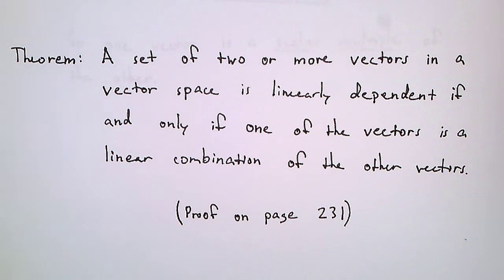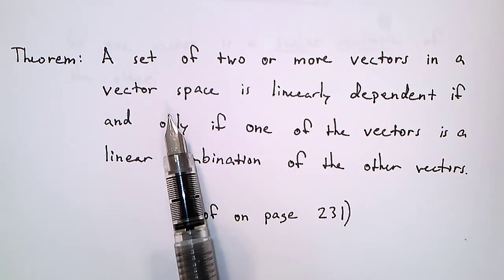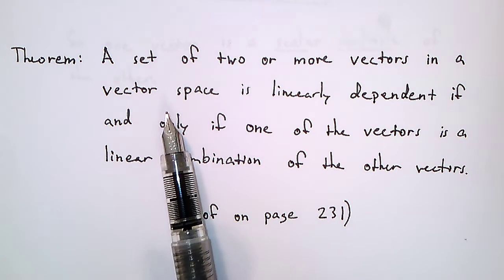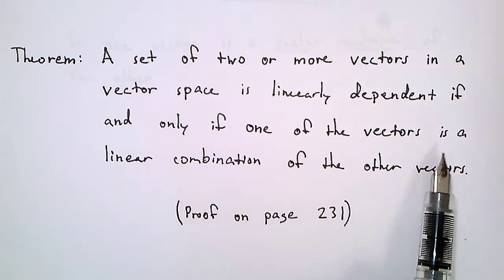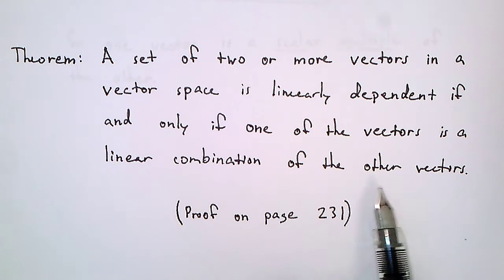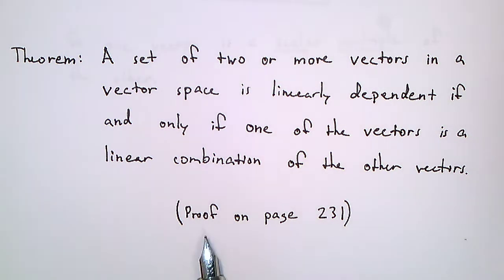In this second video for section 4.3, we're going to talk about a theorem that sometimes makes determining whether a set is linearly dependent or not a little bit easier. Here's the theorem. A set of two or more vectors in a vector space, so this is any vector space, polynomials, Rn, could be anything, is linearly dependent if and only if one of the vectors is a linear combination of the other vectors.